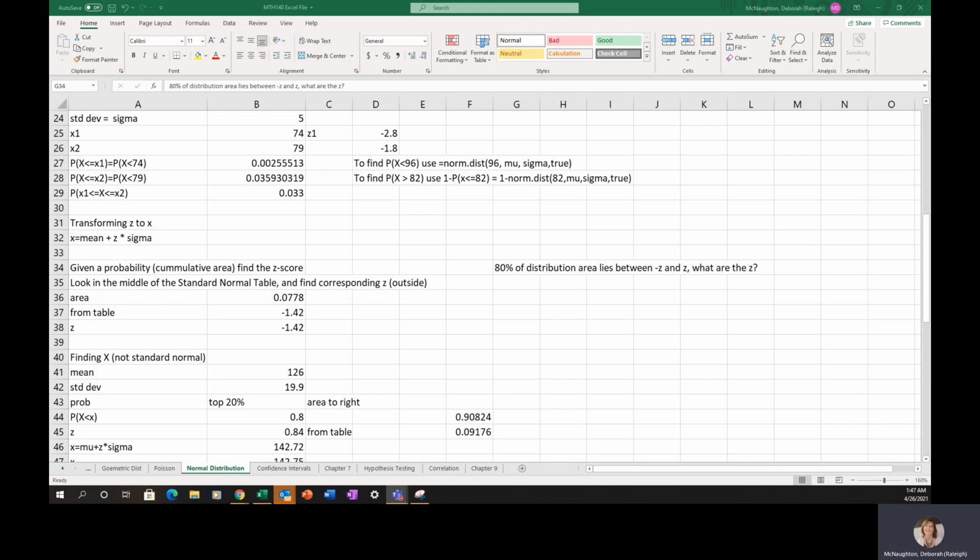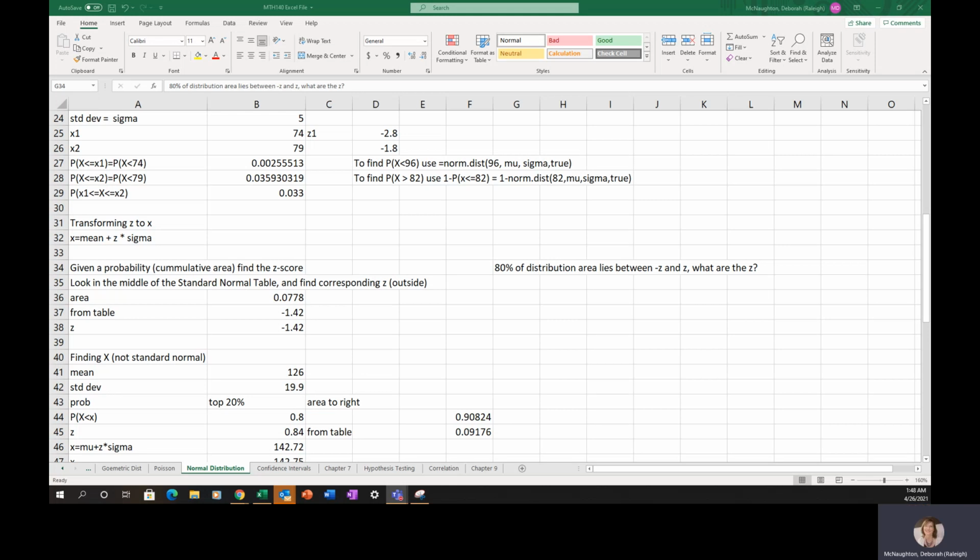Okay, so I just went ahead and wrote that on my board. So what that means is that if I take 1 minus that area in the middle, I get 0.20. And so if I divide that by 2, I get 0.10. So there's 0.10 here and 0.10 here. And so now I can find the area to the left of negative z, which is 0.10.